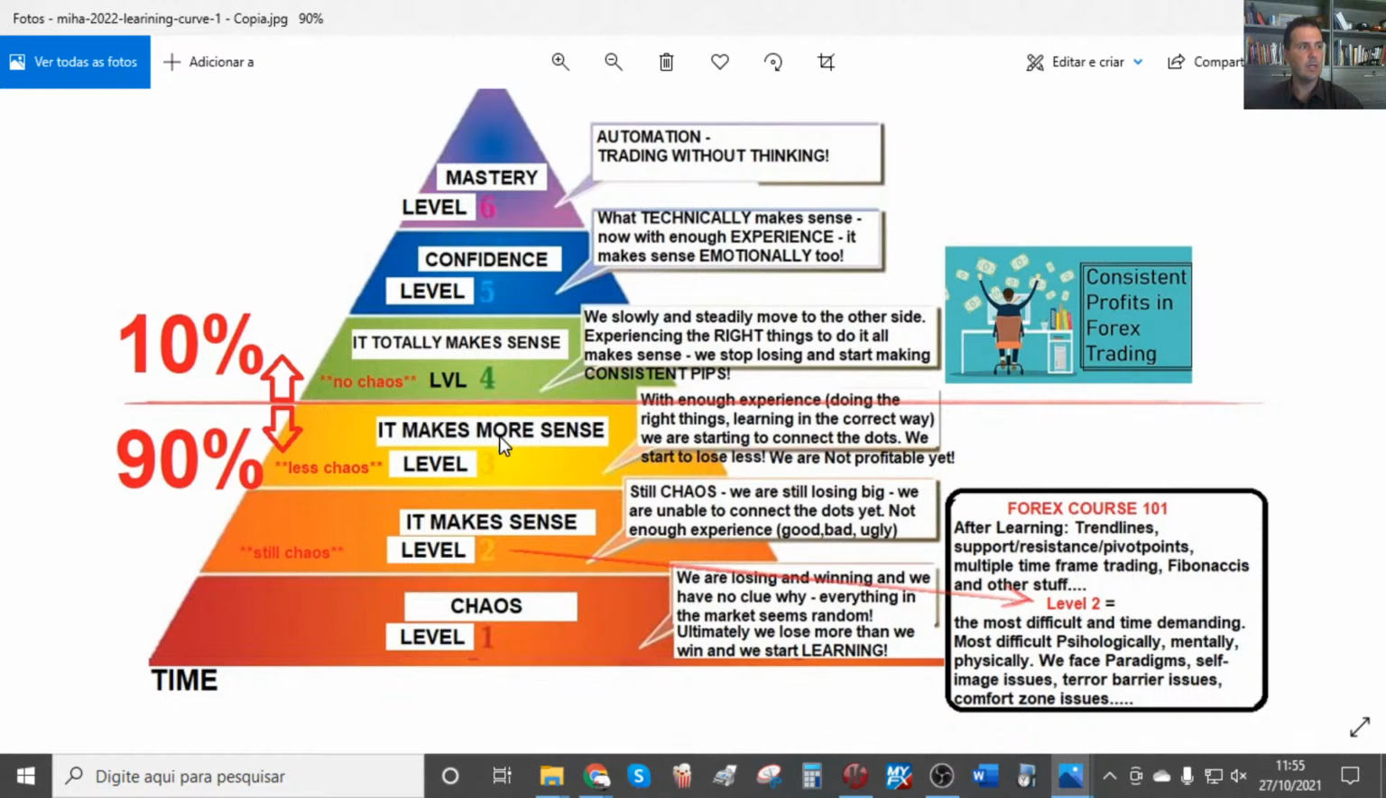Okay? And what's the difference between level number 3 and level number 4? Level number 3, we start to lose less, but we are not profitable yet. Level number 4, we stop losing and start making consistent pips. Only 10% come up in here. Make sense?